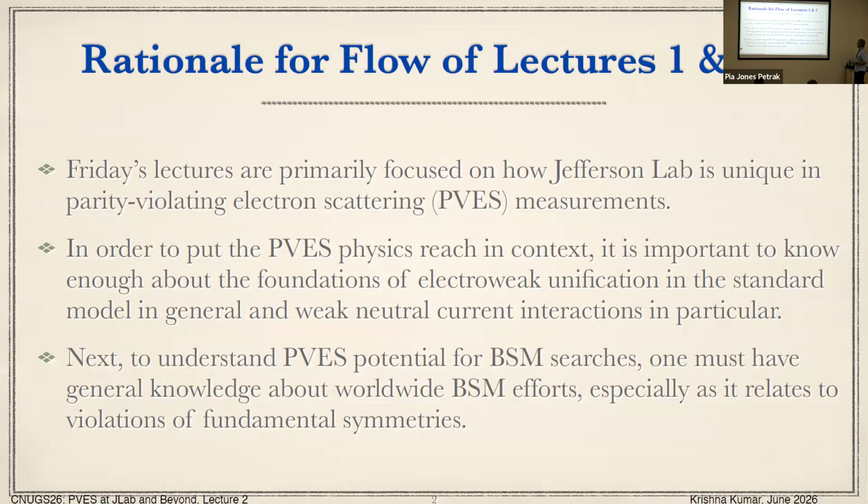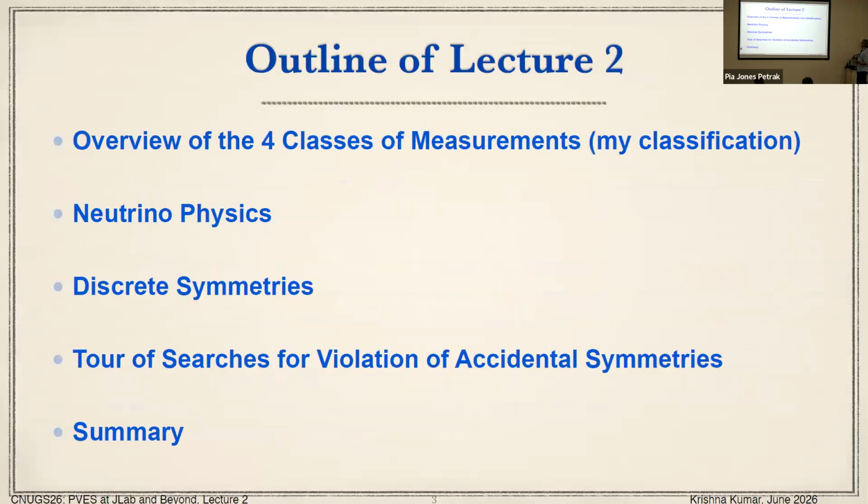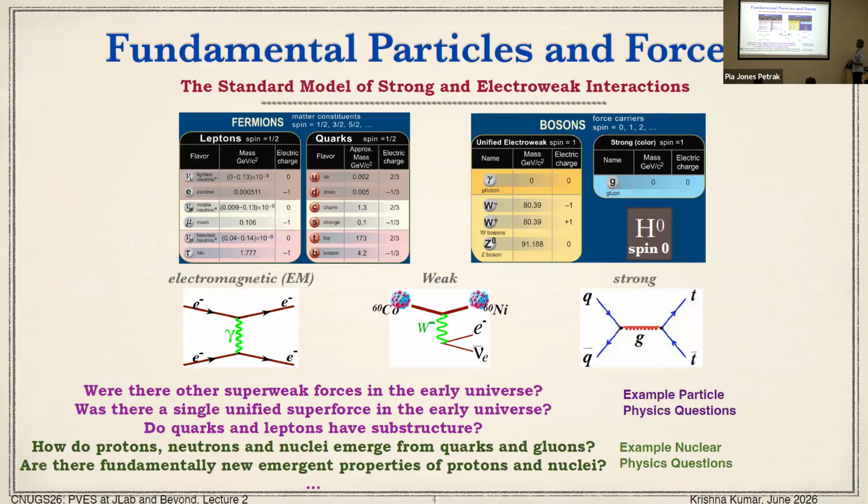And now, to understand PVS potential for BSM searches, one must have general knowledge about worldwide BSM efforts, especially as it relates to violation of symmetries. Okay, so I'm going to start off by showing you my classification of the 4 classes of measurements worldwide, then talk about neutrino physics, discrete symmetries, and a tour of searches for violation of what I call accidental symmetry.